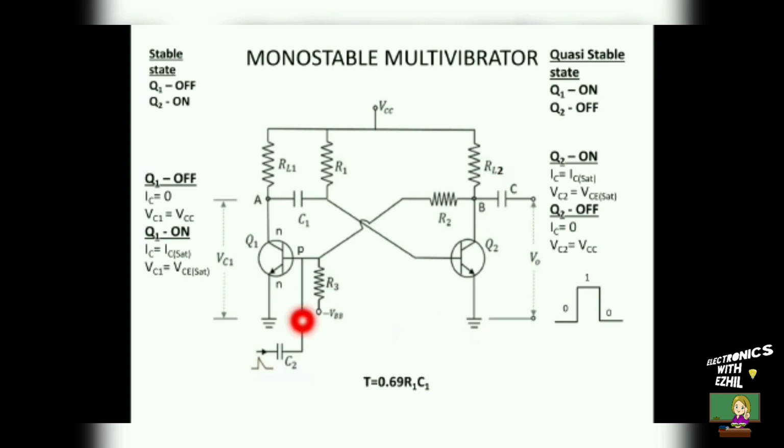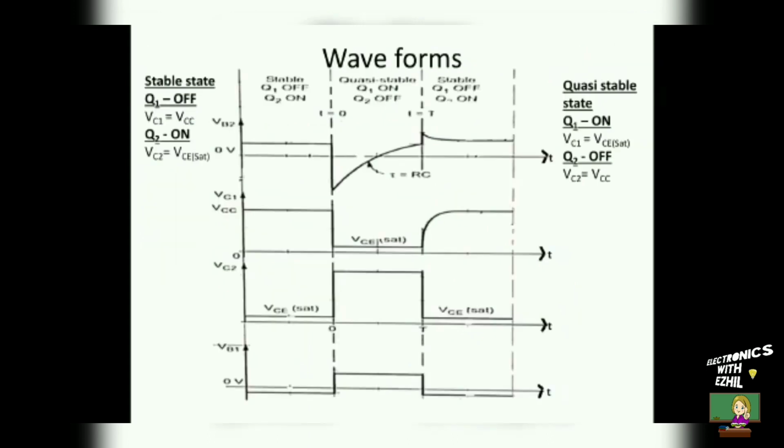Since a single pulse is used to make the transition from one state to the other, this multivibrator is also called a one-shot vibrator or univibrator. To draw the collector and base voltages of transistor 1 and transistor 2, I have mentioned the stable state in the first time slot where Q1 is off and Q2 is on. The second time slot is for the quasi-stable state where Q1 is on and Q2 is off.